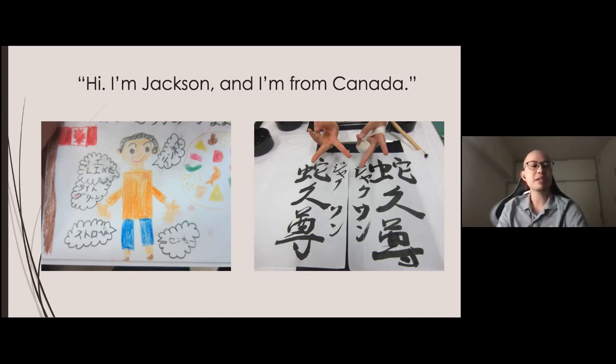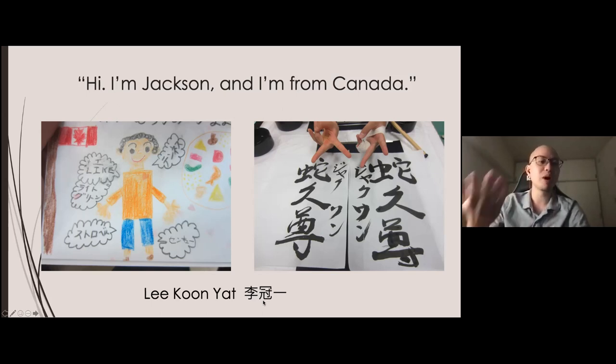I have a name in kanji. Li Kun Yet. That is my Chinese name. That is my name in kanji. It looks like this. Li Kun Yet. I like this, Jakuson, but I also quite like my Chinese name. Li Kun Yet. Meaning crown or number one, first place, and one being one. So my name is basically Li 1-1. Imagine the pressure my dad was putting on me when he chose my name.